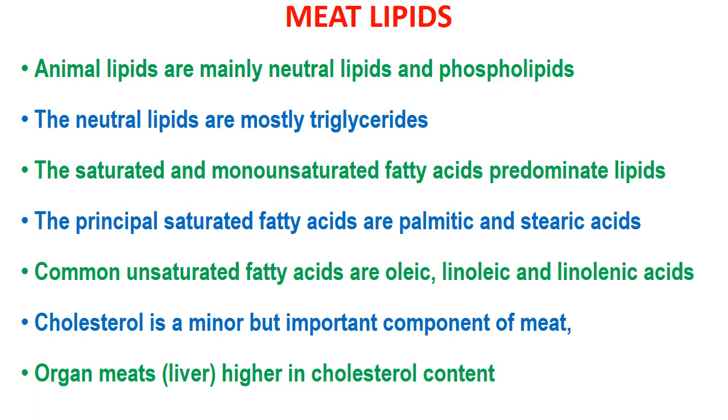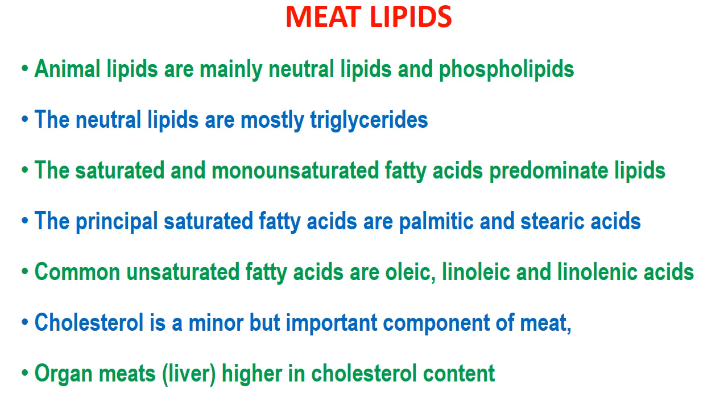So now the next important component in meat is the lipids. We have first seen the major part is water, then the next major is protein, which we have discussed in detail, and now the lipids. The lipids in meat are mostly neutral lipids and phospholipids. And neutral lipids are mostly triglycerides. Triglyceride means in the glycerol molecule, three fatty acids are joined by ester linkage, and these three fatty acids can be the same or different. So sometimes they are called homotriglycerides or heterotriglycerides.